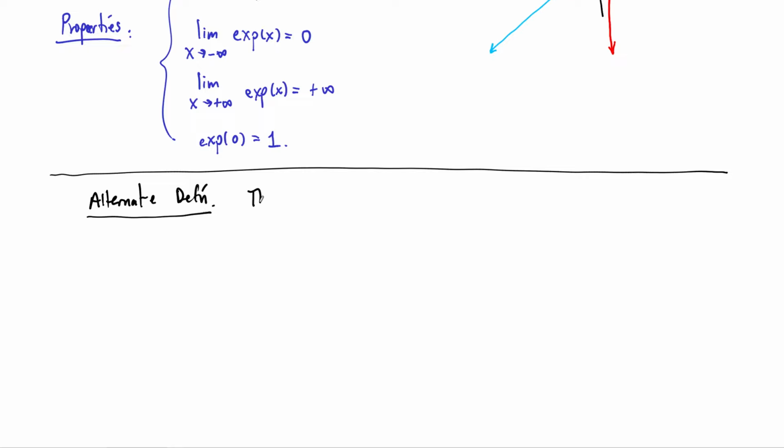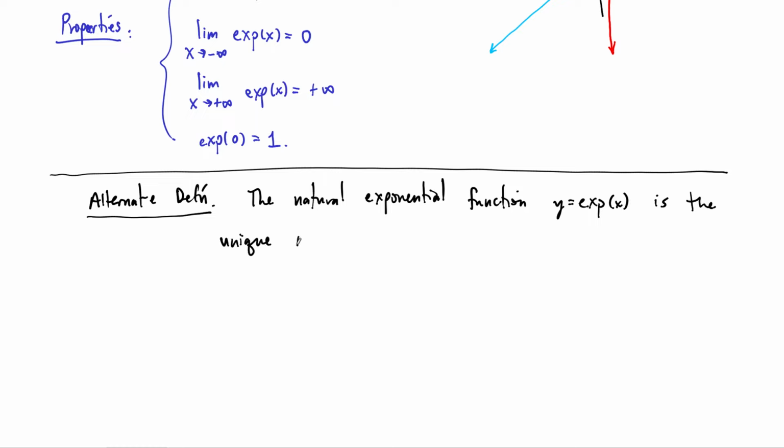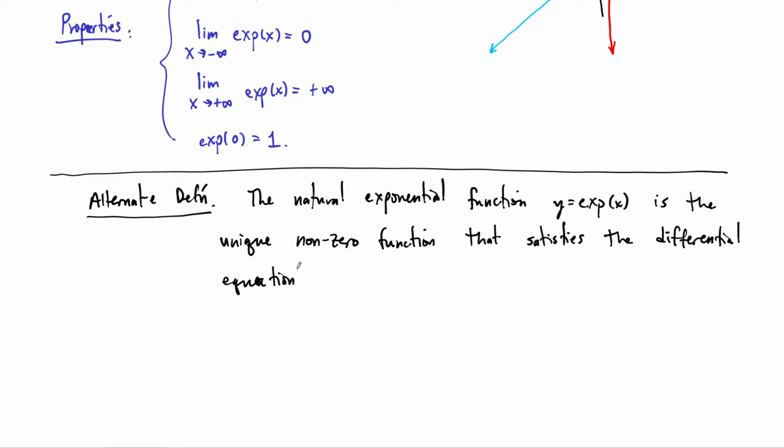And this one says the following. The natural exponential function y equals exp of x is the unique, that means the only one, non-zero function that satisfies this equation. This is called a differential equation, because there's a derivative involved here, but we'll write down what this means intuitively in a second. It's going to solve the differential equation that dy by dx is equal to y at all values of x.